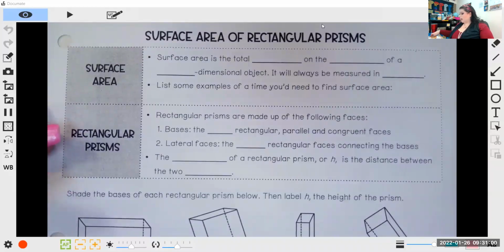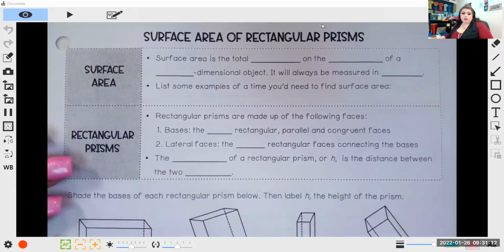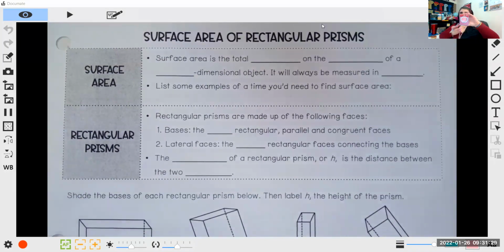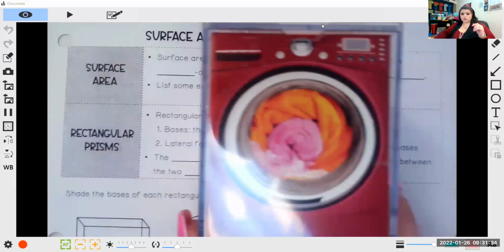All right, so today we are going into a new topic, but it's kind of an extension from our previous topic about volume. So today, instead of finding how much the item, or the prism or cylinder, whichever geometric shape we choose, holds, we're going to see something different, instead of how much it holds, right?